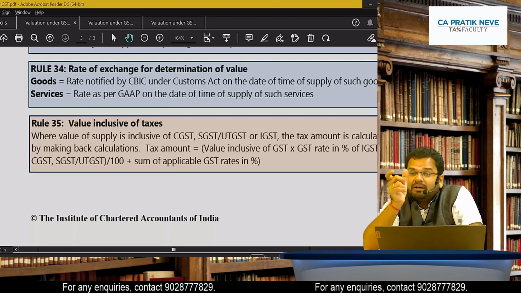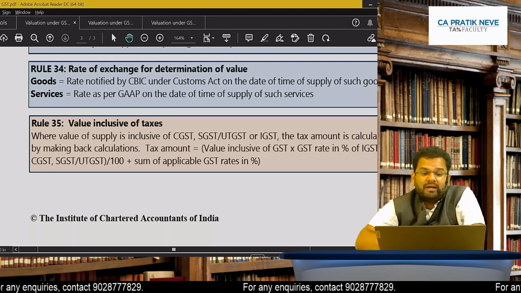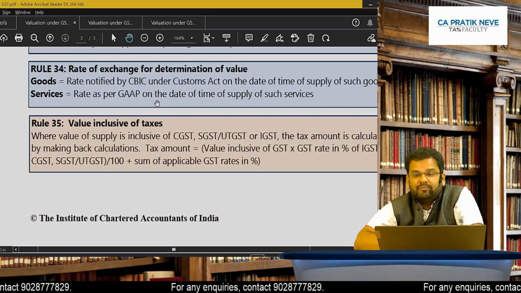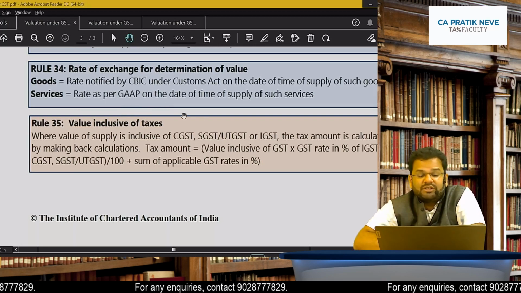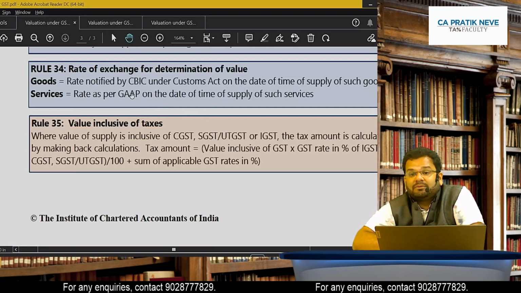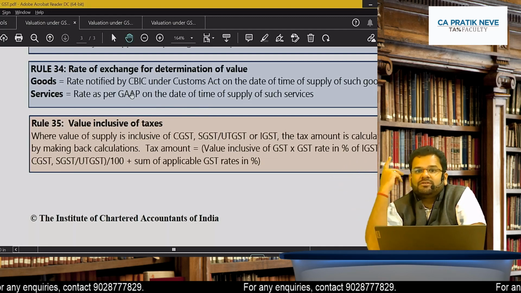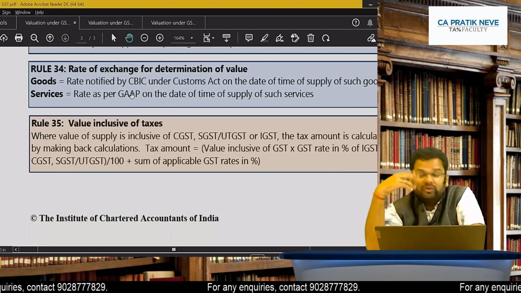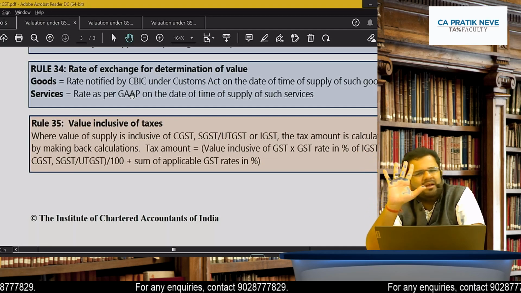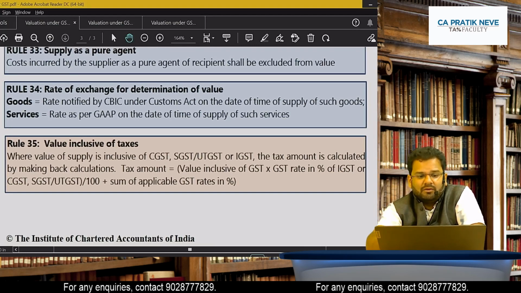How will you convert that $17 in rupee terms? How is it converted? So it is by using the rate which is as per generally accepted accounting principle. Yes, rate of exchange is correct, but which rate of exchange? So it's according to rule 34, the rate as per generally accepted accounting principle on the date of time of supply of such services. Agreed? You already know the time of supply in case of imports. Okay, so that happens. So friends, did you understand what we are saying? What is the discussion going on about?